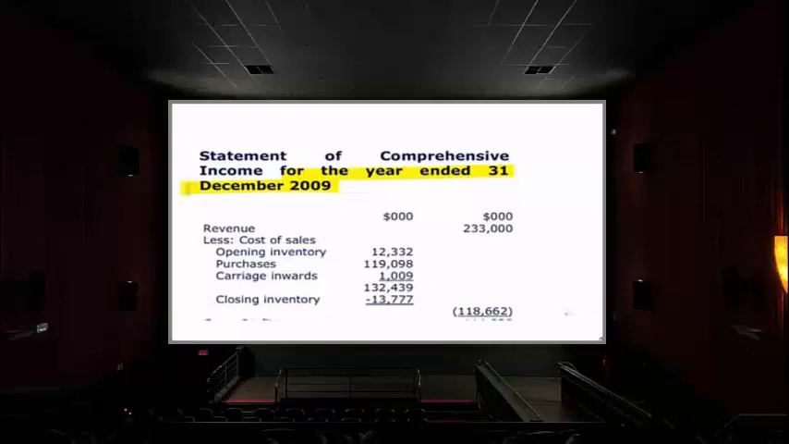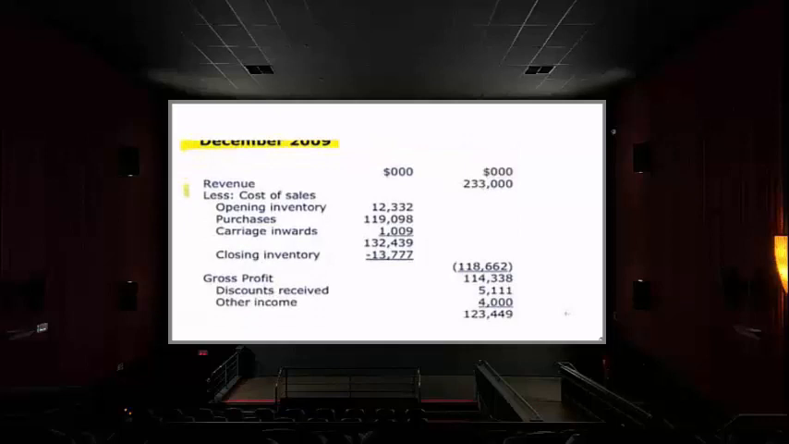Now with the statement of comprehensive income, we have two columns. The column on your left would be a subtotal column, and the column on your right is a total column. In this case, everything is expressed in thousands of dollars. So, at the top we start with revenue, and this is going to be your revenue from your sales.